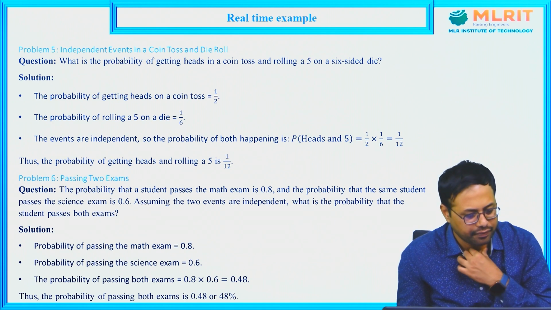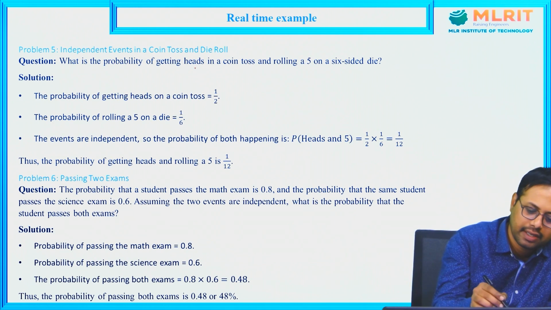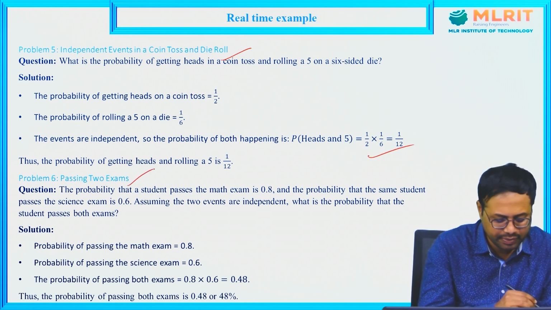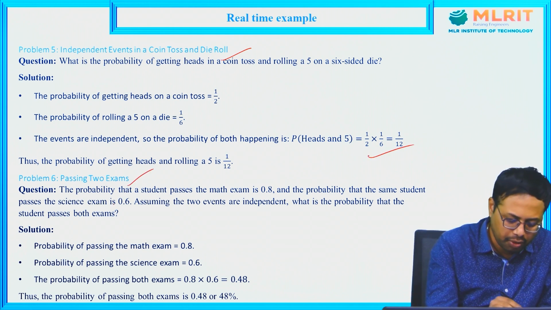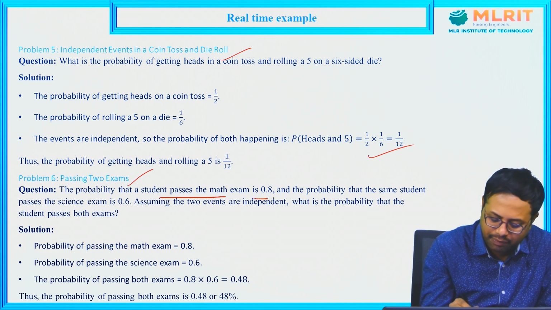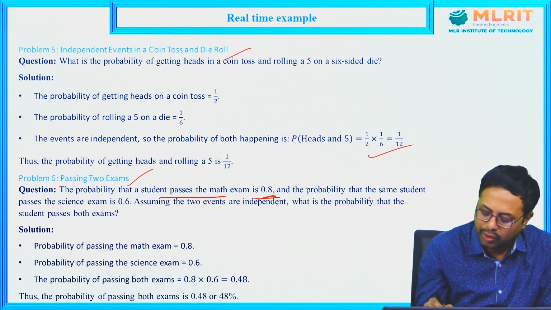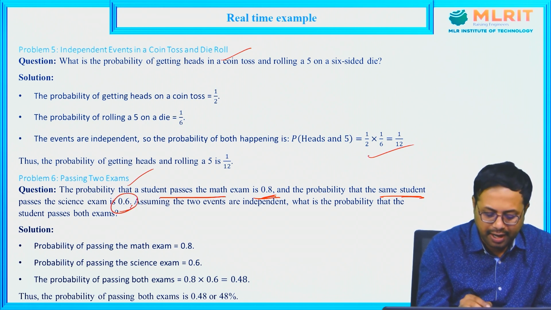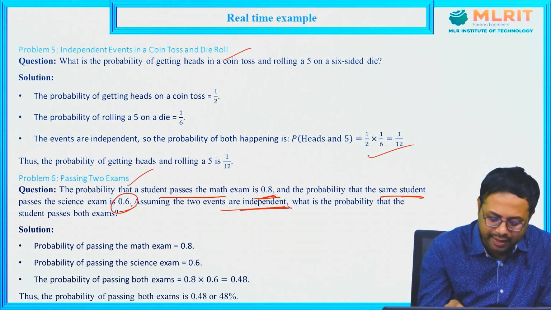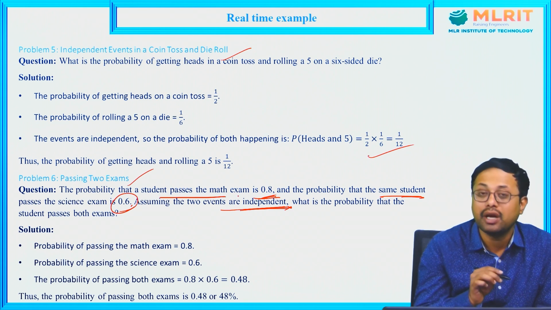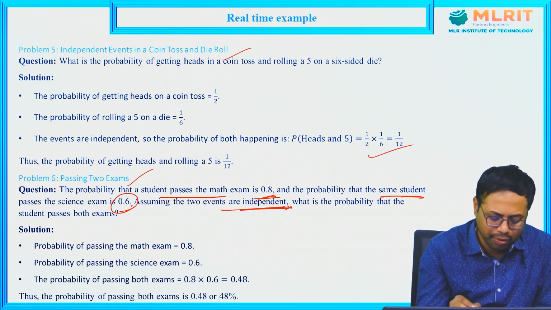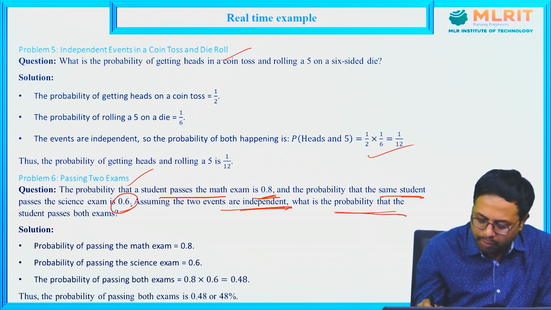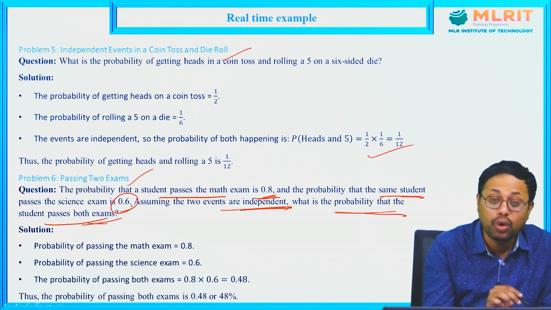Now next, independent events, like tossing a coin and rolling a die, which I just discussed. Next, passing two exams. The probability that a student passes the maths exam is 0.8. The probability that the same student passes the science exam is 0.6. Assume the two events are independent, meaning one exam is not depending upon another. Then you have to take the product of both. First you define the events. What is the probability that the student passes both exams?